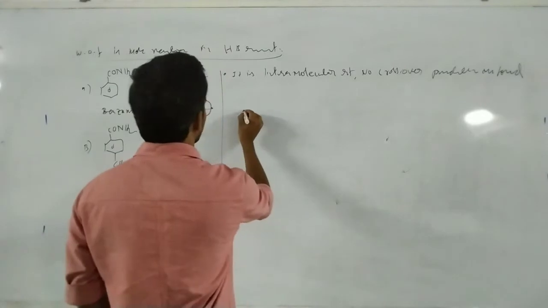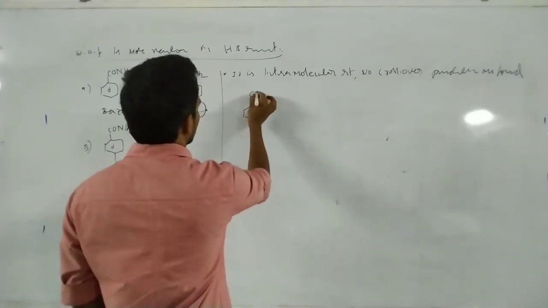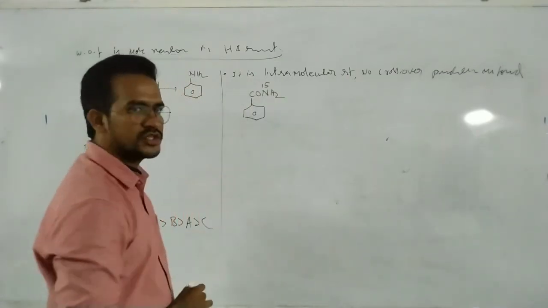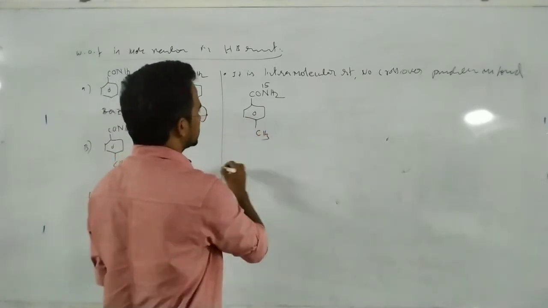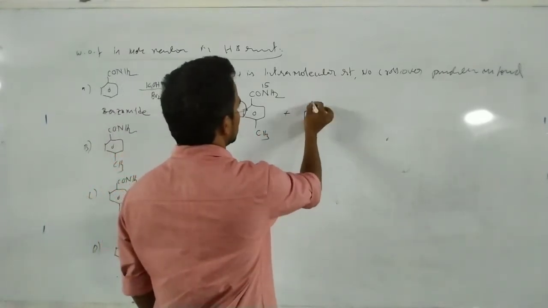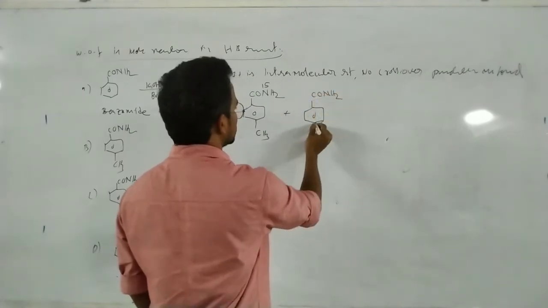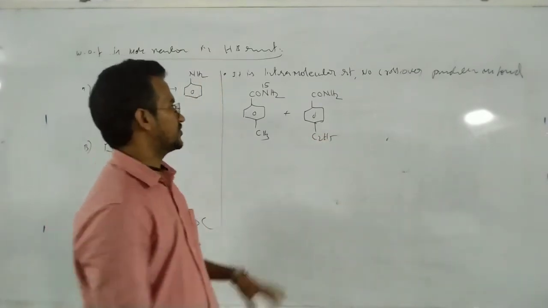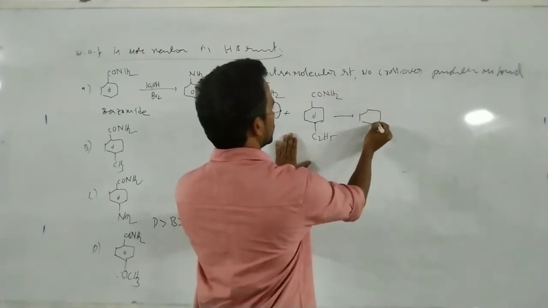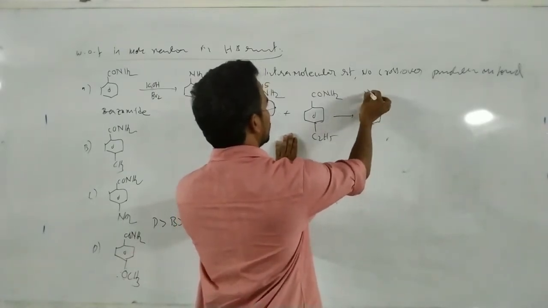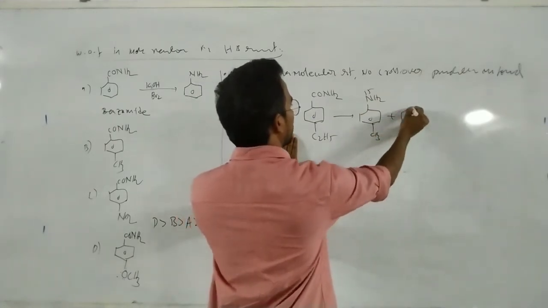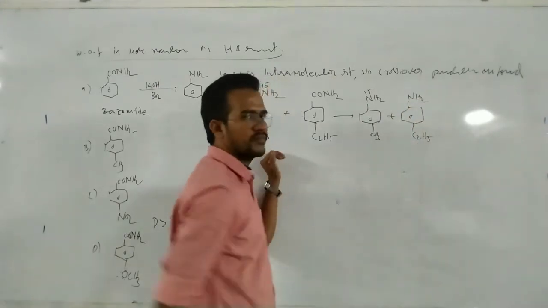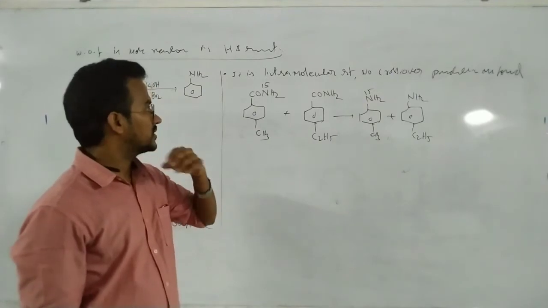We can write one example: CONH2 with nitrogen 15, with CH3, plus CONH2 with ethyl, C2H5. Now write the product: NH2 15 with CH3, and NH2 with C2H5. That means it is intramolecular.